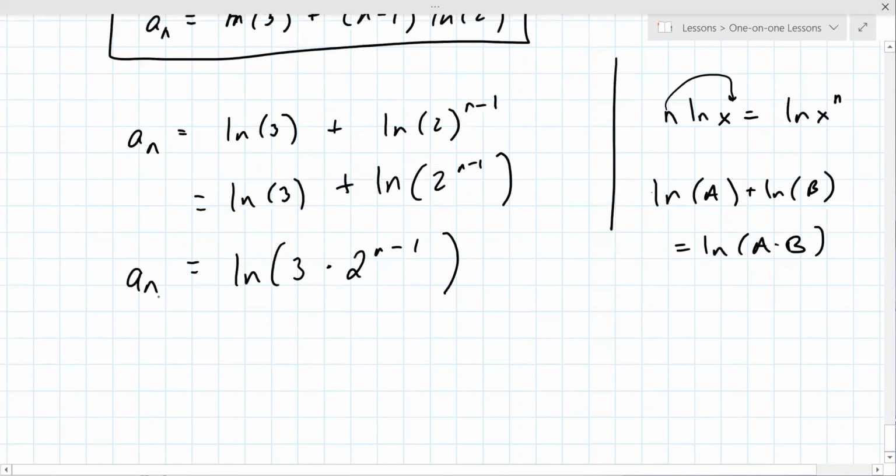Okay. And that's, I think, what you were supposed to write down. Somehow it got messed up, and then this does work.